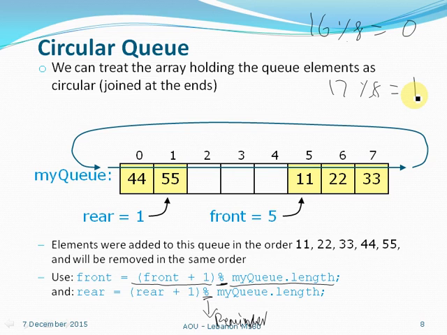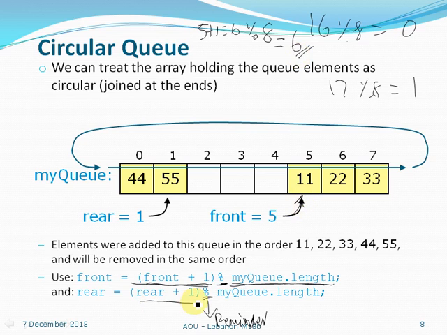Now in the same fashion, it is front plus 1 modulus myq.length. For example, let's say the front is at the 5th position. 5 plus 1, that is 6, modulus 8, where 8 is the length of the queue. So 6 mod 8 is 6 itself. So your front has the 6th element.